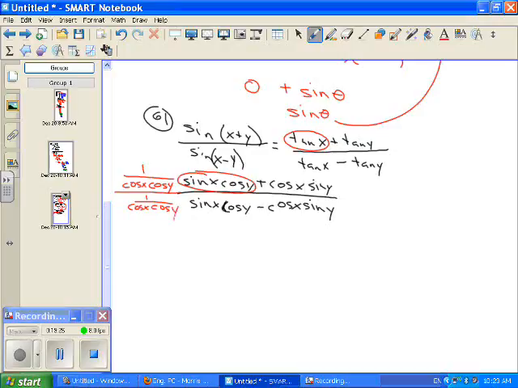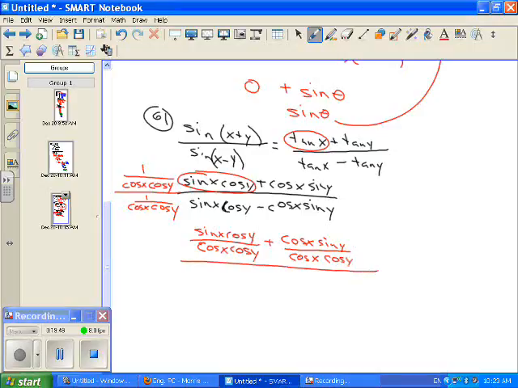Now just by evaluating it at that one spot in my problem, it fixes everything. Because now when I distribute this through each one, I'm going to get sine of x cosine of y over cosine of x cosine y, plus cosine of x sine of y over cosine of x cosine of y. All over. Down here, I'm going to get sine of x cosine of y all over cosine x cosine y minus cosine x sine y all over cosine x cosine y.